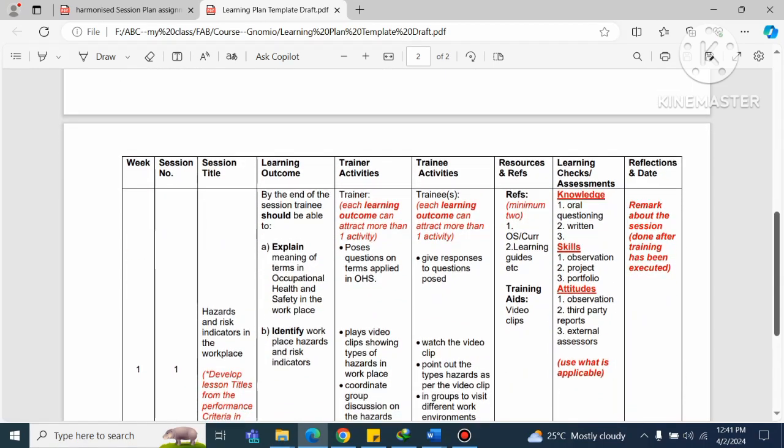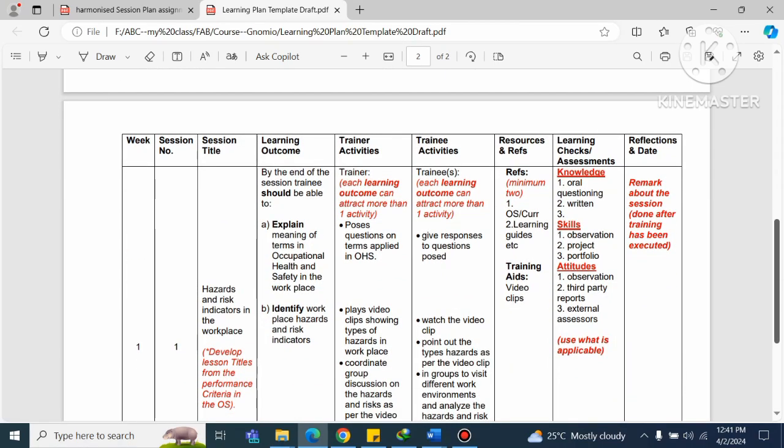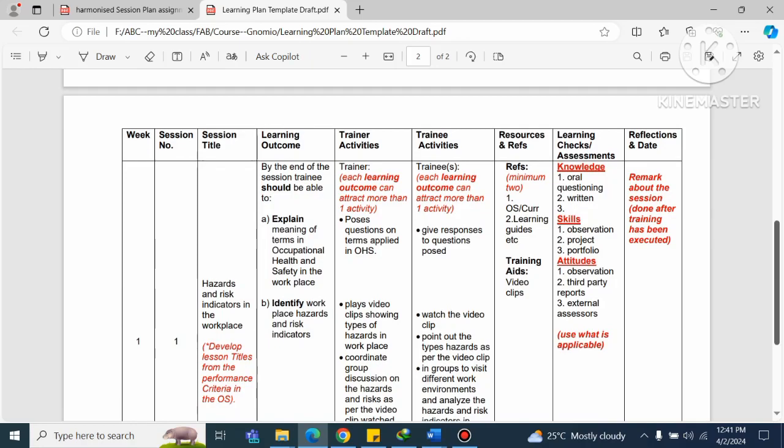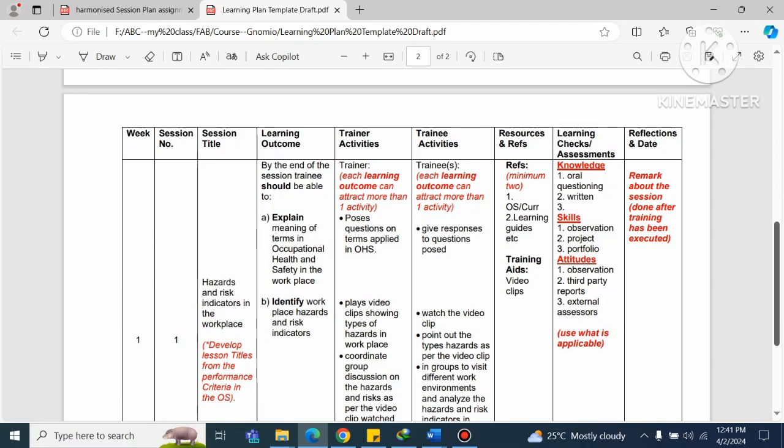The learning plan will be implemented in the form of a table, whereby you have the week, session number, session title, learning outcome, trainer activities, trainee activities, resources and references, learning assessments, reflection, and date. Once you fill this, making a session plan will be very easy because you will be getting information from this learning plan.